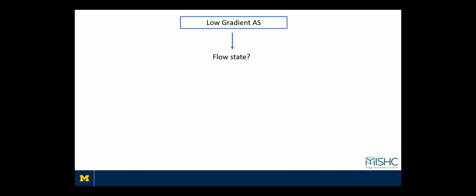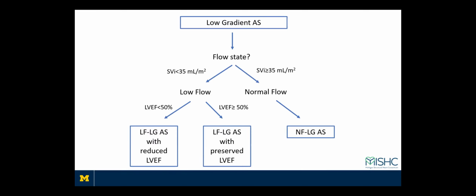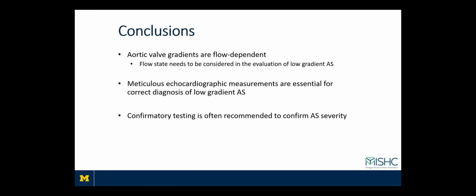So to summarize, when we're dealing with patients with low gradient AS, flow state is a very important aspect of this. So patients who have low flow will have a stroke volume index of less than 35 versus those patients that have normal flow. The low flow patients can be divided based on their ejection fraction into low flow, low gradient AS with a reduced EF or low flow, low gradient AS with a preserved EF. And those patients with normal flow would be considered normal flow, low gradient AS.